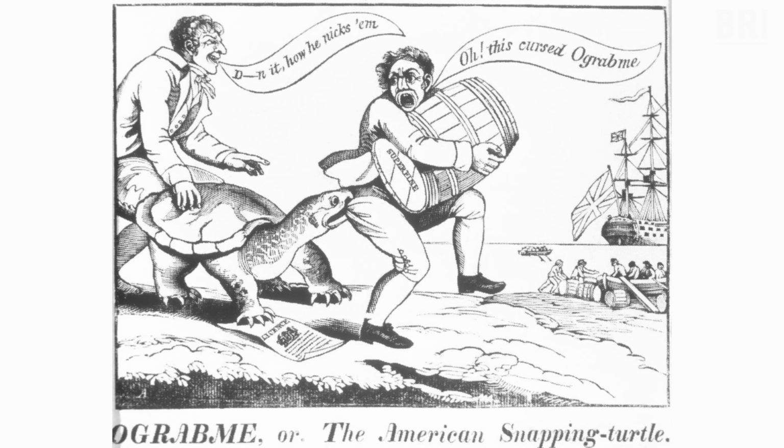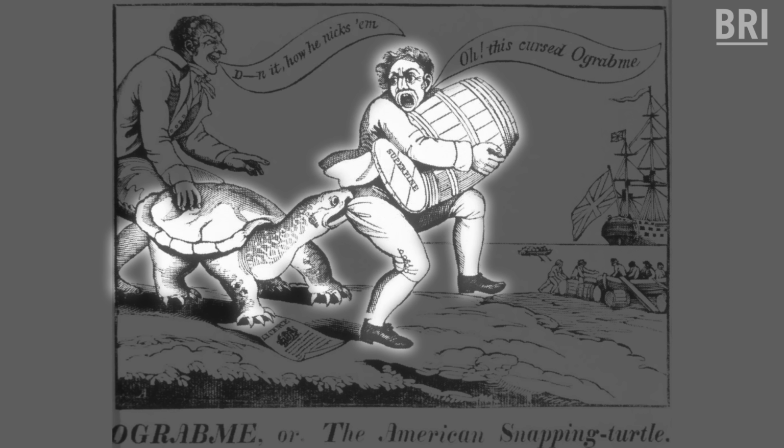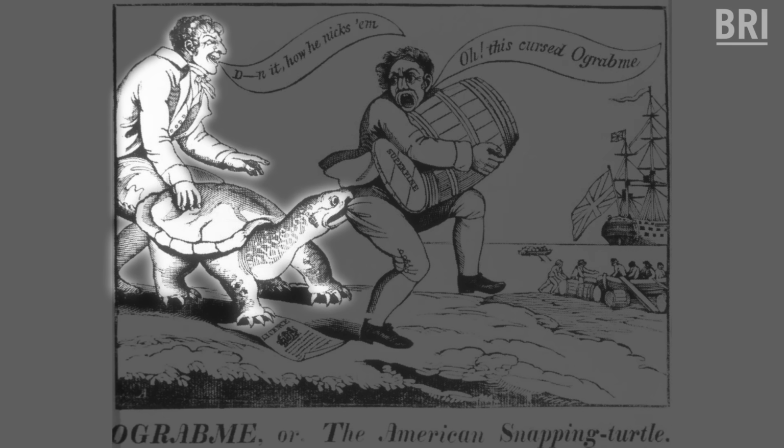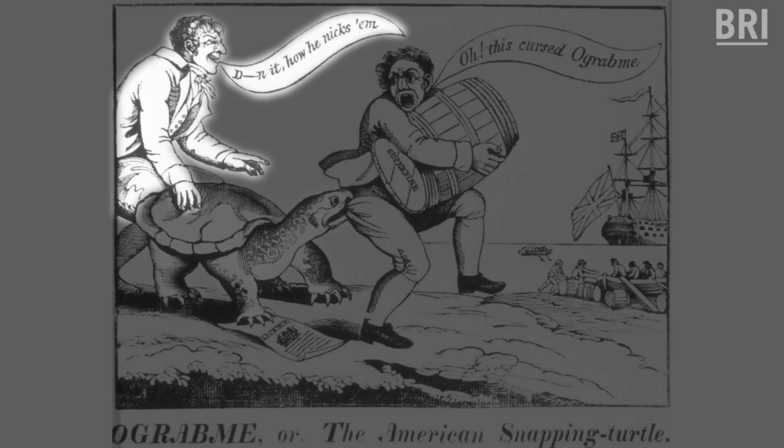On the surface, this cartoon seems like a silly image of a snapping turtle biting at a man holding a barrel. But there is so much more to it than that. This cartoon shows a man egging on a snapping turtle called "Oh Grab Me." That's embargo, spelled backwards. He has a speech bubble that reads, "Darn it, how he nixed them."